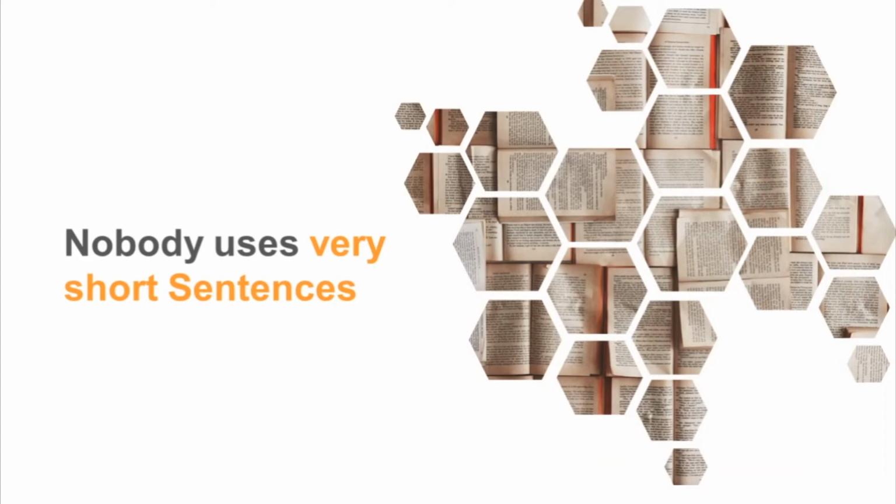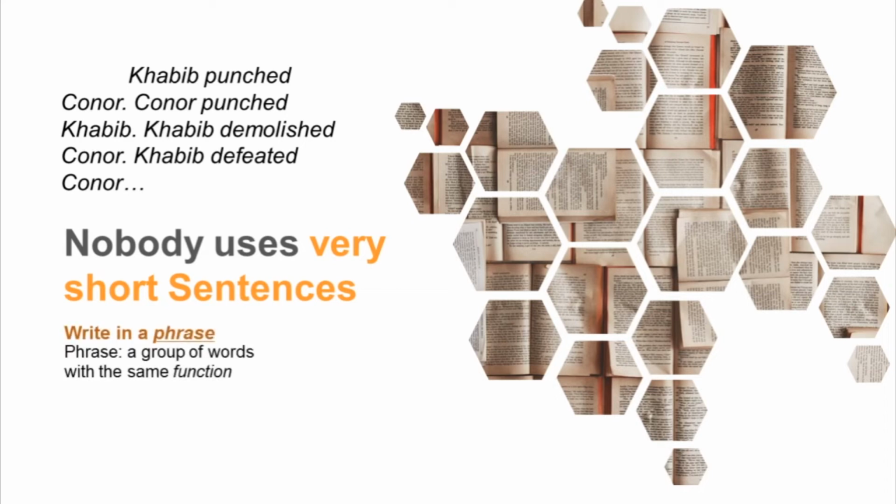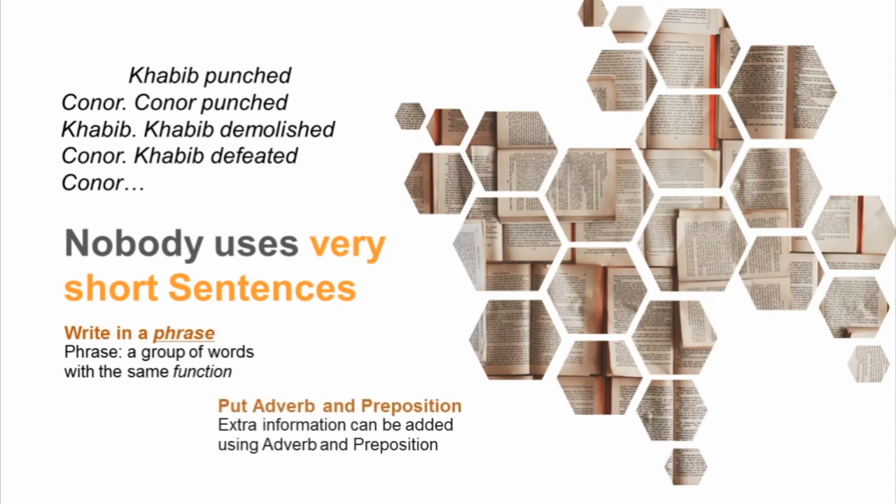Now, actually, we have to be really honest that nobody uses that kind of very, very short sentence like we just had. For example, if you write a paragraph containing just very short, simple sentences, you will have something like that. Khabib punched Conor, Conor punched Khabib, Khabib demolished Conor, Khabib defeated Conor. It will be very boring. So what do we do to increase the attractiveness of this kind of sentence? First of all, you should write in phrases, a group of words with the same function. The function here is to add additional information. You can also put adverbs and prepositions as extra information in a simple sentence.